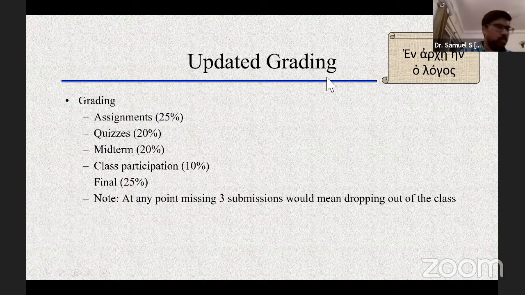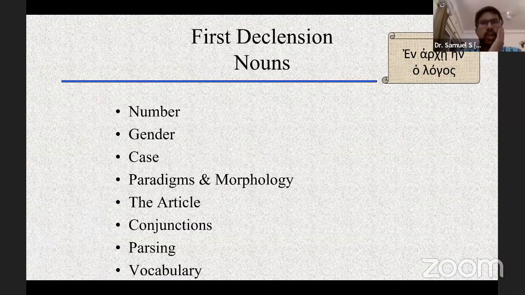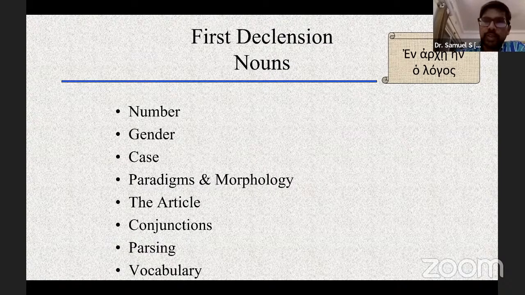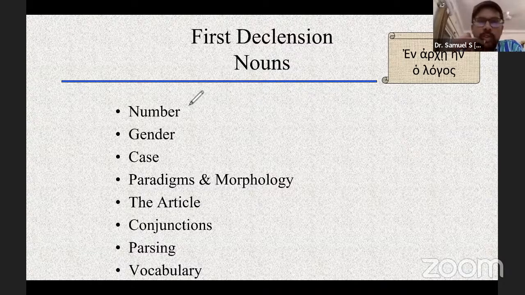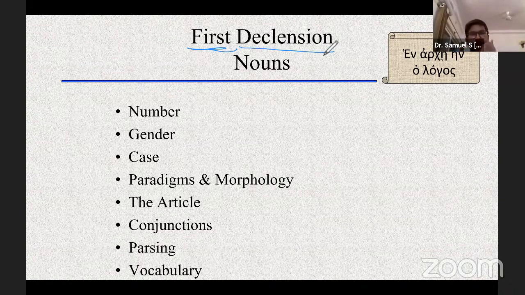Okay. With the assumption that we are all now familiar with the alphabet, we are now going to look at what are called first declension nouns. First declension nouns. And for some of you, this is brand new, right? You've never heard the first two terms. You may know what's a noun, but what is this first? What is a declension? Let me very quickly explain that.